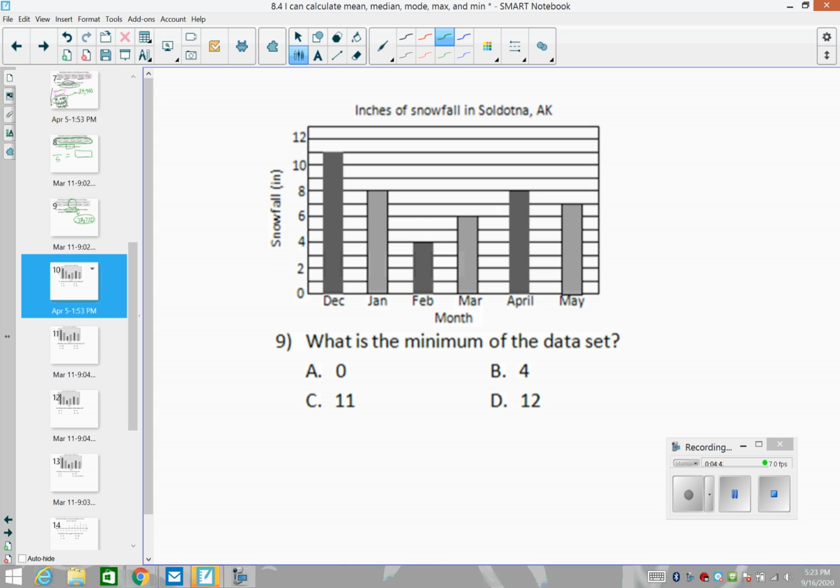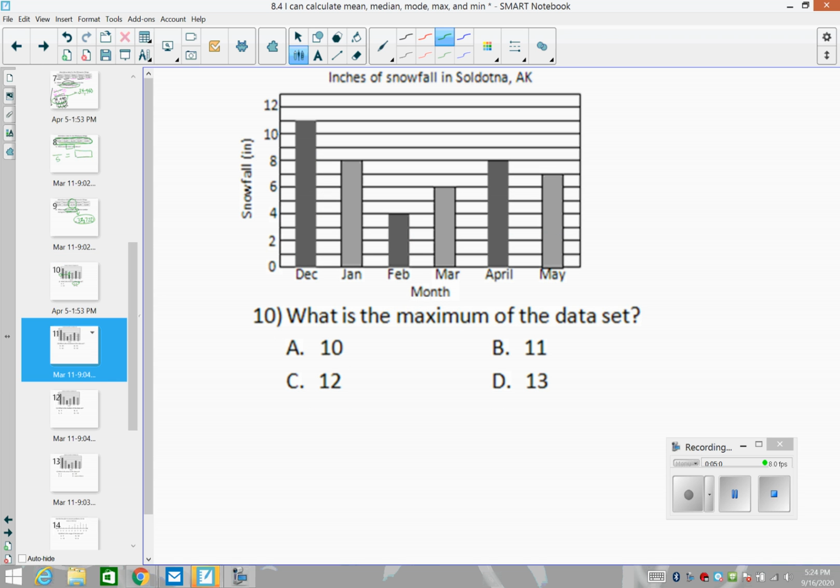What about if it comes in the form of a graph? How do we calculate the average of graphing? So the minimum would be clearly the shortest bar, which is the month of February, which looks to be 4. So the minimum is 4. Cool. Shortest bar is what I meant to say. Likewise, the maximum was the longest bar, which has a value of 11.